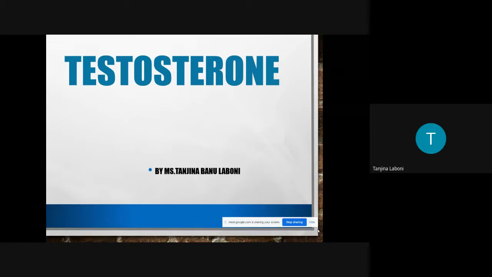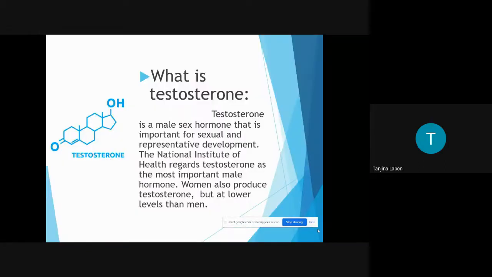I completed my MS in Food and Nutrition from University of Dhaka. Today, I will discuss testosterone and its role in the liver. First, what is testosterone? Testosterone is a male sex hormone that is important for sexual and reproductive development. Women also produce testosterone, but at a lower level than men.